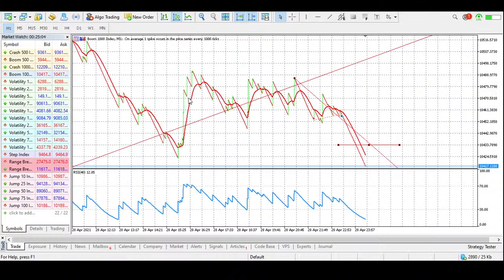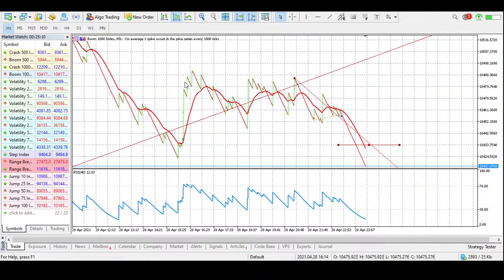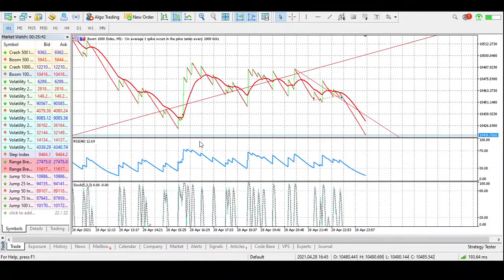Let me increase this. They are too close to the candle, so let me make this 50. When they are too close to the candles, they give us signals of less weight. But when moving averages are farther from candles, they give us signals of more weight. Then I'll add another oscillator, the stochastic 533. Click OK.